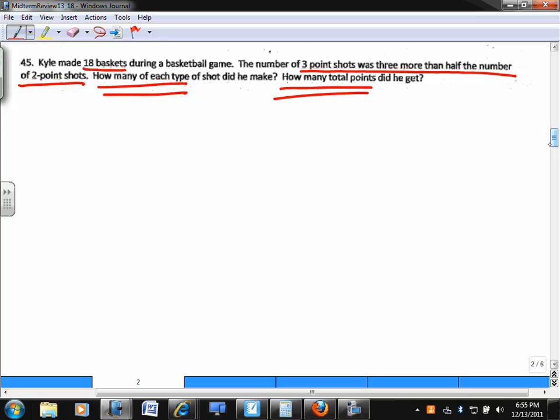So let's pull out some information. We know that he had 3-point shots and 2-point shots. Those are going to be what our variables represent. So we need to define our variables. I'm going to use x and y. So x is going to equal my 3-point shots, and y will equal my 2-point shots.